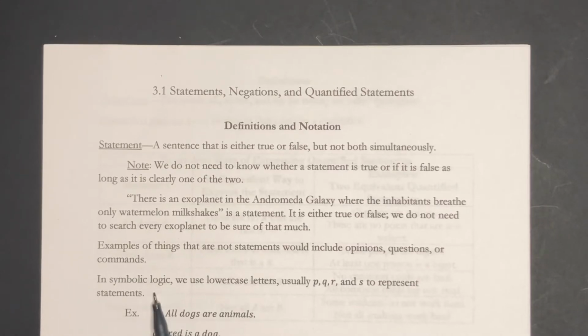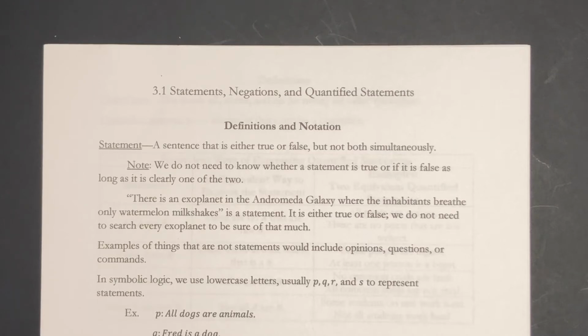In symbolic logic, which is what mainly we're going to be dealing with, we use lowercase letters, usually P, Q, and R, and if we have a really complex one, we'll use S, to represent these statements. So for example, what you might see is something like this. Statement P says all dogs are animals. Statement Q, Fred is a dog. Now both of these are statements because either all dogs are animals or all dogs are not animals. It's either true or it's false. And Fred is either a dog or he's not a dog. Okay, so it's either true or false. It is definitely statements.